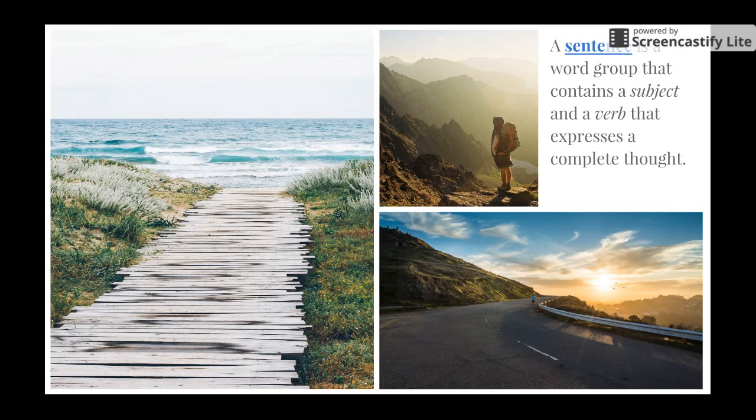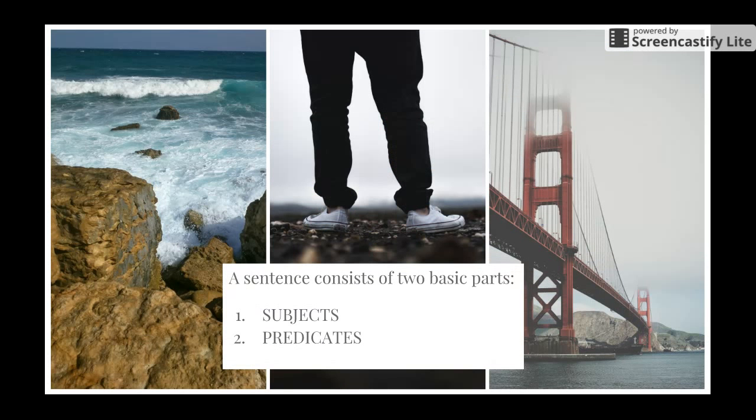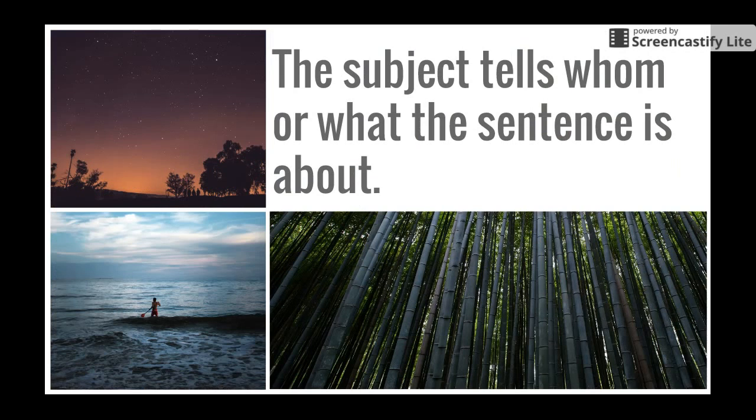Quick reminder, a sentence is a word group that contains a subject and a verb that expresses a complete thought. It needs all three of those things to be a sentence. And now every sentence consists of two basic parts, subjects and predicates. Let's start with subjects. The subject tells whom or what the sentence is about.